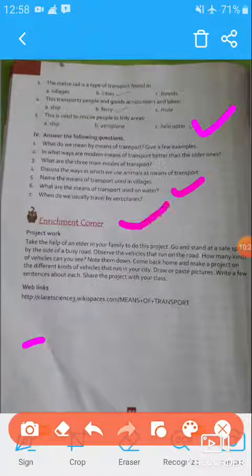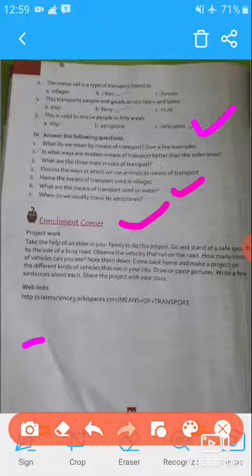Now let's come to the enrichment corner. Here a project work is given for you. Take the help of an elder in your family to do this project. Go and stand at a safe spot by the side of a busy road. Observe the vehicles that run on the road. How many kinds of vehicles can you see?